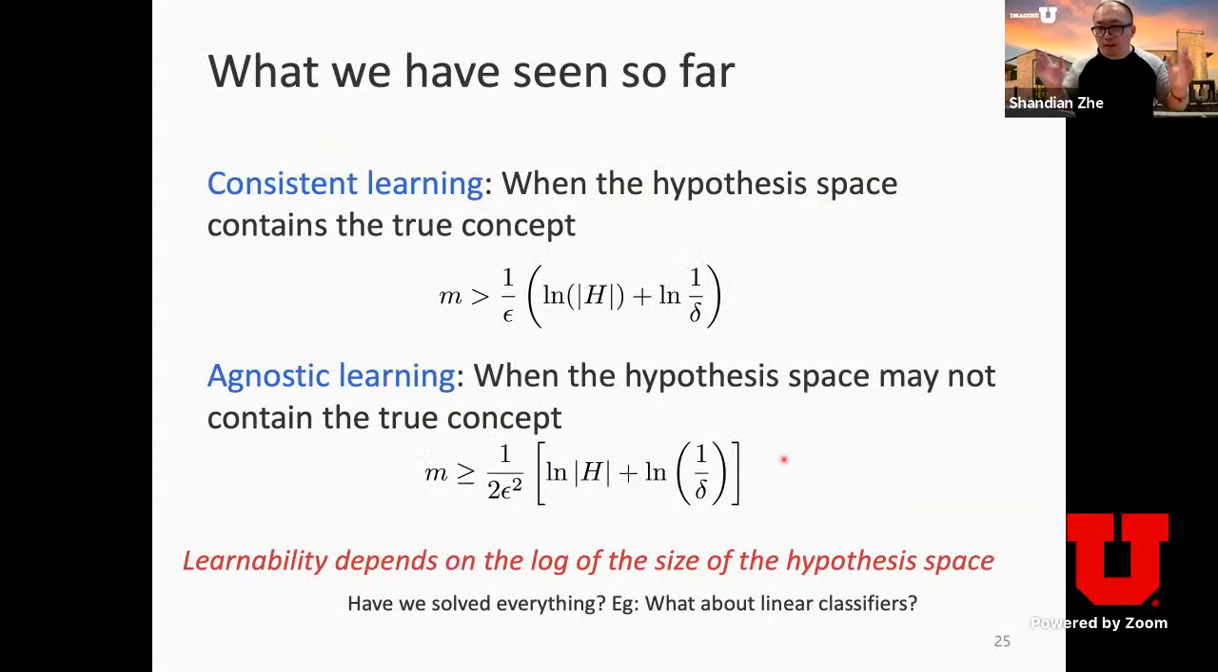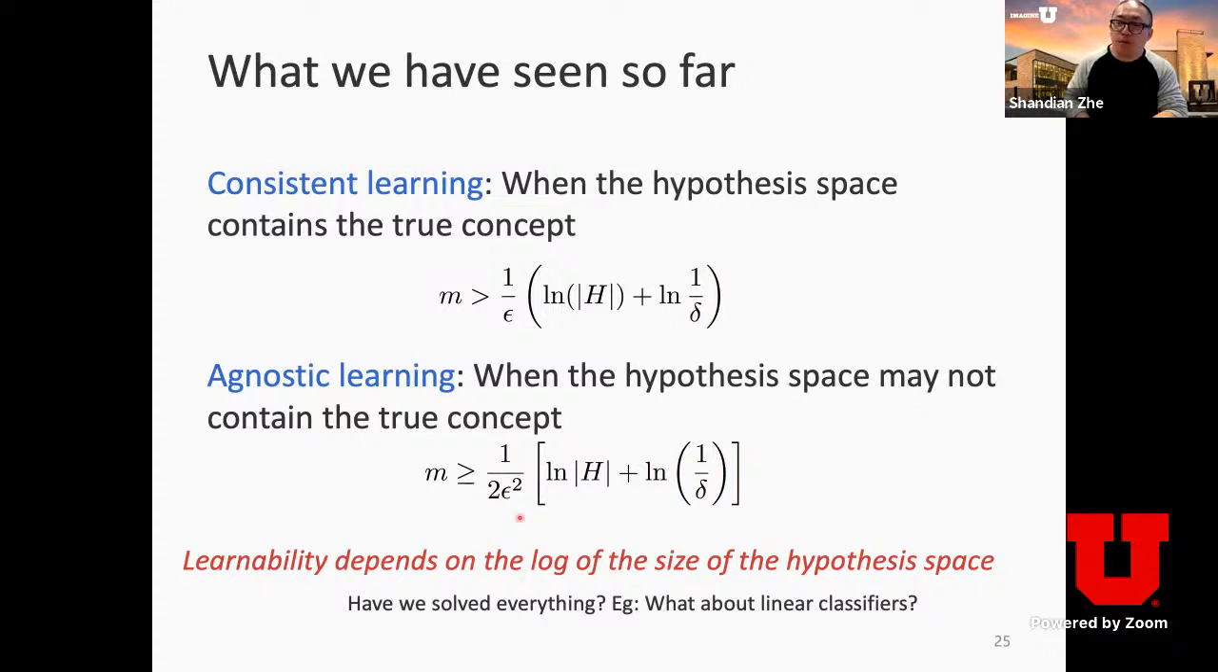It also reflects the Occam's razor principle, because when the size of the hypothesis space is large, it requires more training examples to achieve the same error difference at the same confidence level. That means the smaller the hypothesis space you have, the fewer training examples we need. Of course, we will favor fewer training examples. So this is the benefit of following the Occam's razor principle.